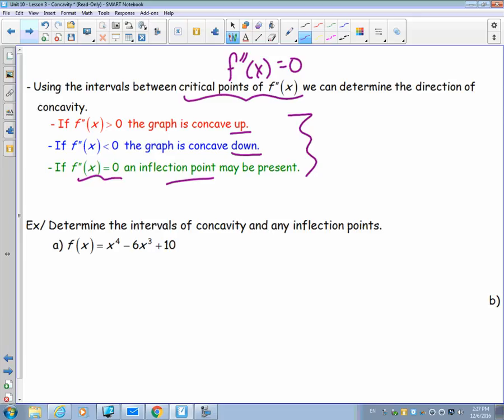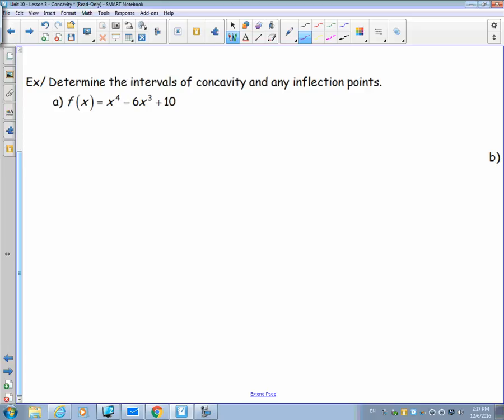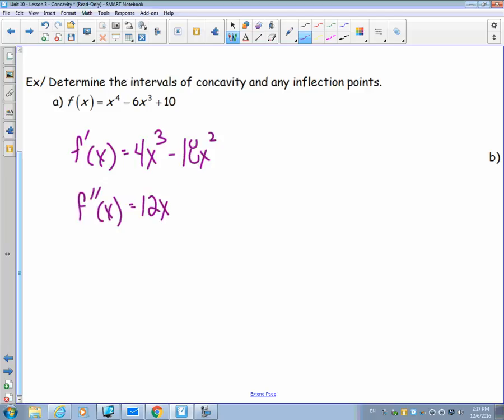Okay, so we're going to try an example just to hopefully clarify this a little bit for you. So I want to know the intervals of concavity and any inflection points. So we're going to start off by taking our first derivative. So 4x cubed minus 18x squared. Then we're going to take our second derivative. So 12x squared minus 36x.